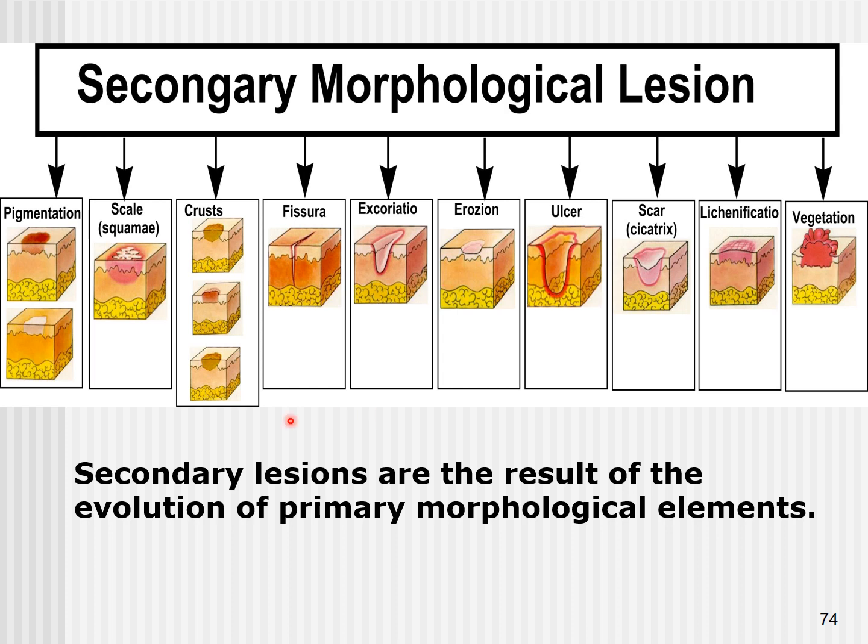Secondary morphological elements. These are elements and lesions that appear after primary elements. Secondary lesions are the result of the evolution of primary morphological elements. For example, pigmentation, like spots, may be after burning, white color spots appear. These spots don't appear primarily on the skin, they appear as a result of burning, maybe dark hyperpigmentation or hypopigmentation, scale or squama, crust, fissura, excoriation, erosion, ulcer, scar, lichenification, vegetation. All these elements belong to the secondary morphological level.